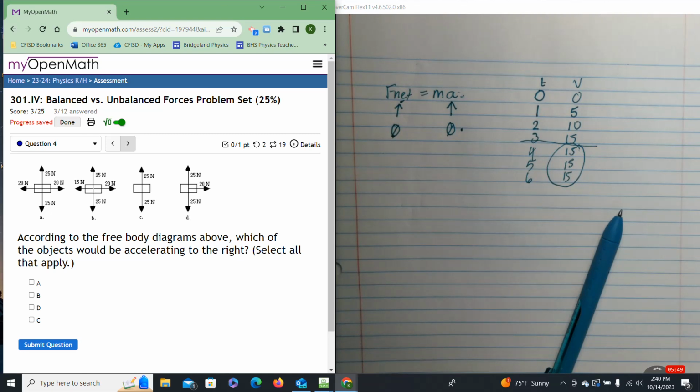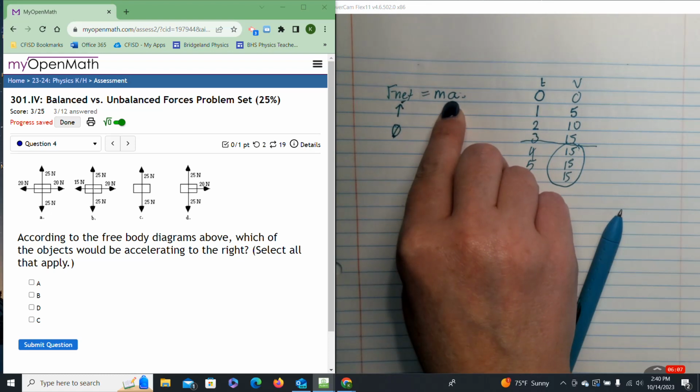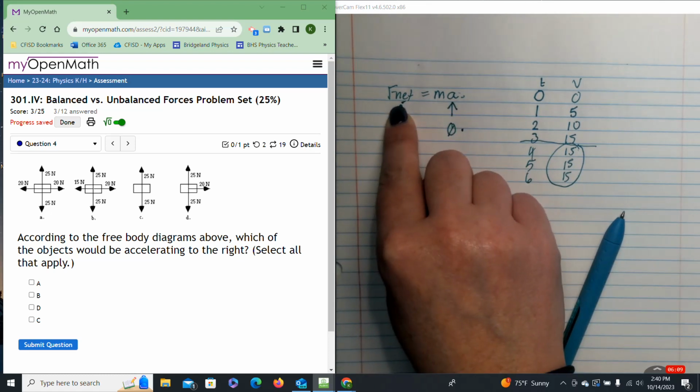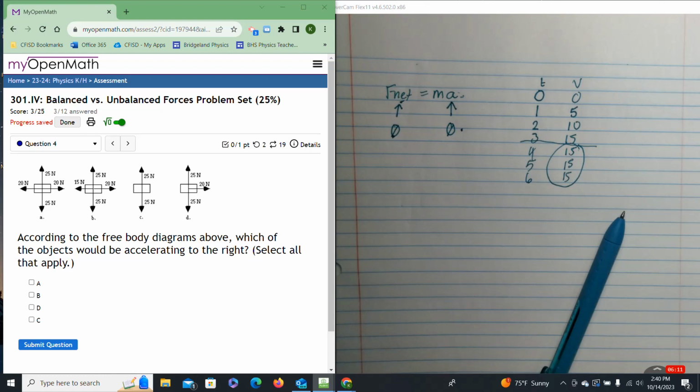All right, so we have the same diagrams again for number 4. Okay, same diagram, and it says, according to the free body diagrams above, which of these objects would be accelerating to the right? Again, this time we're looking for ones that are accelerating, and again, if I have acceleration, I have to have a net force. In order for this to occur, we have to have a force here. Okay, and so we can't pick the same ones we did in the last question. They can't be balanced here. In fact, in order for them to accelerate to the right, their net force has to be to the right.